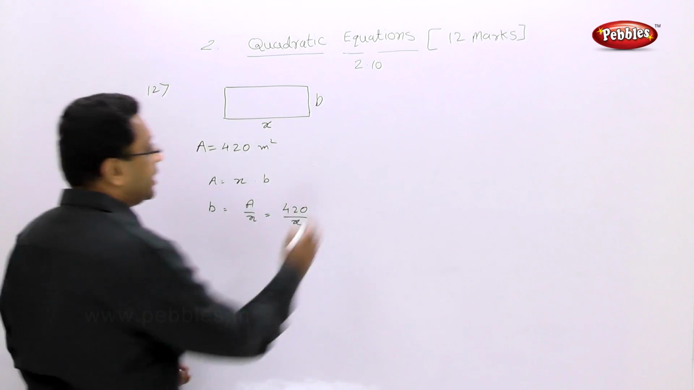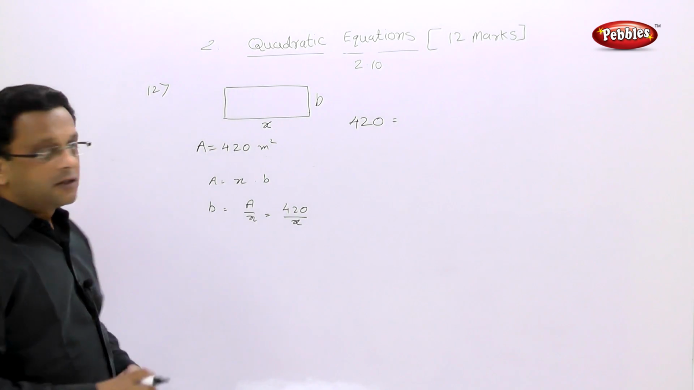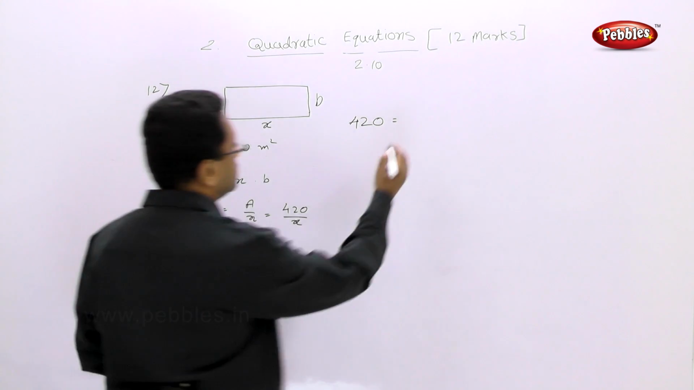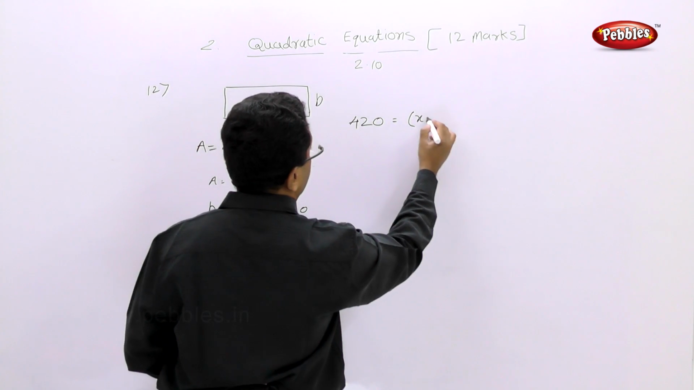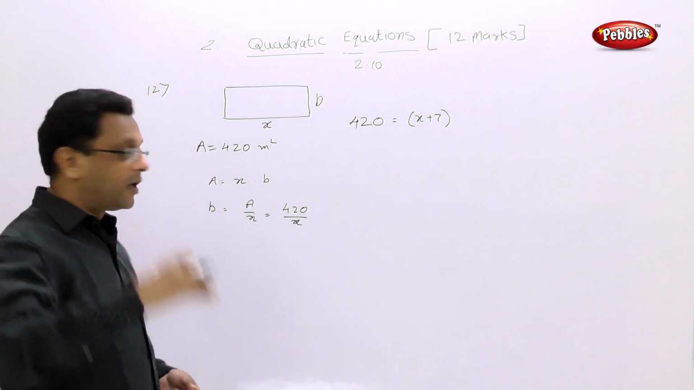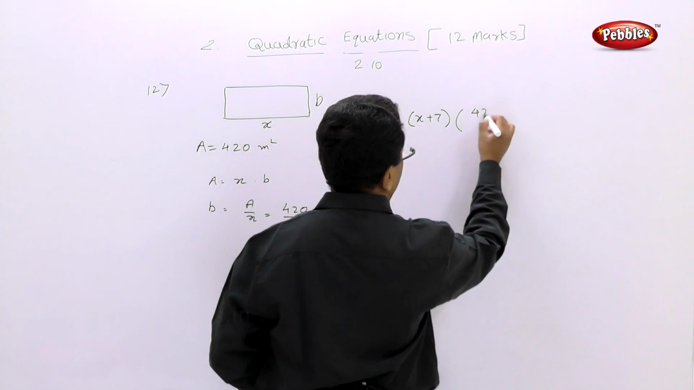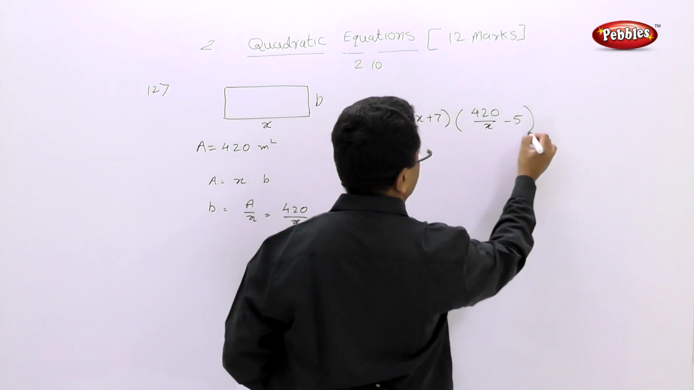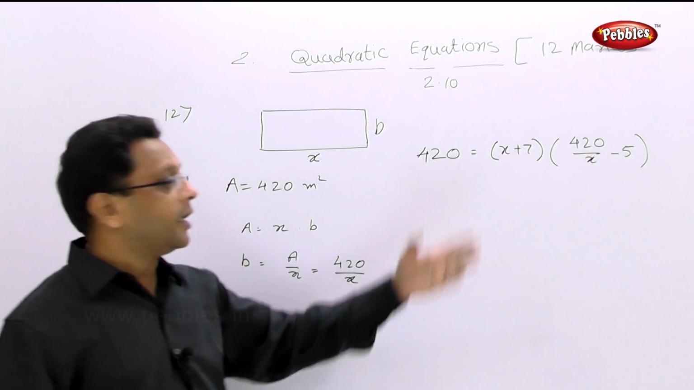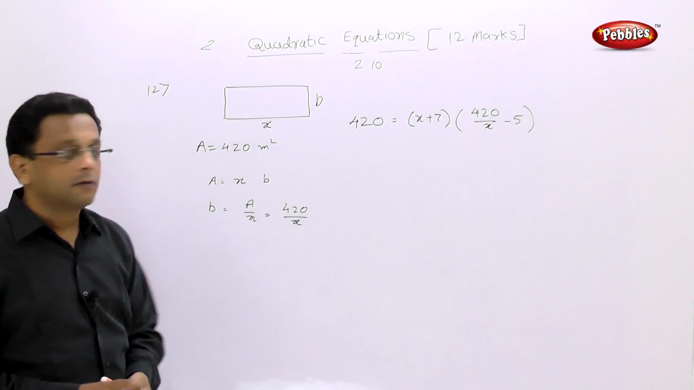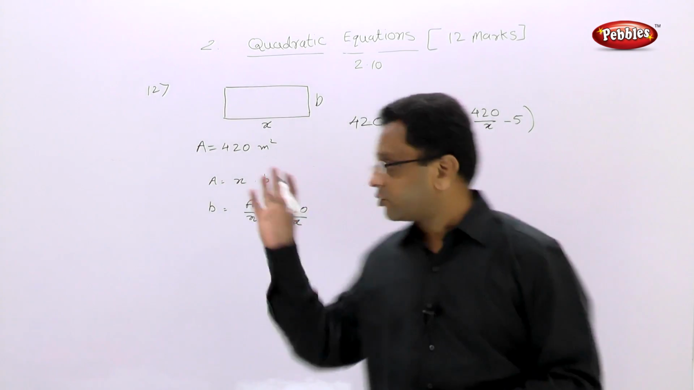So now the area is 420. Area is the same. The length is increased by 7, so the new length will be x plus 7 and breadth is decreased by 5. Now breadth we have this 420 upon x. So (x plus 7) into (420 upon x minus 5), the area remains the same. So when you solve these two brackets, you will get one quadratic equation, and by solving that, we will get the length of the first rectangle. So let us solve this.